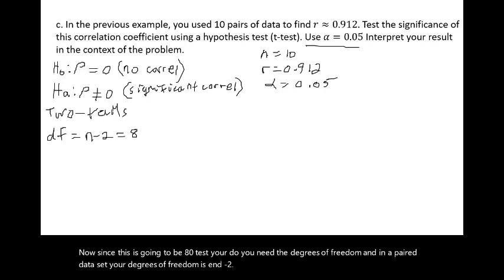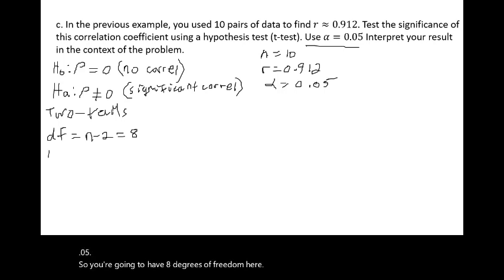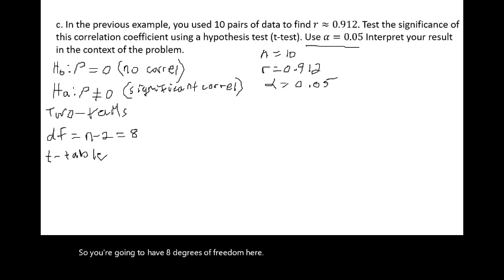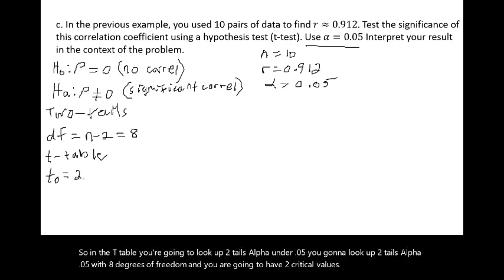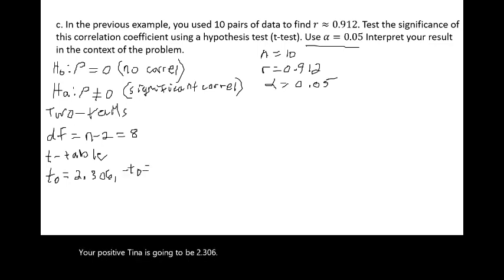So in the t-table, you're going to look up 2 tails alpha under 0.05. So you're going to look up 2 tails alpha 0.05 with 8 degrees of freedom. And you are going to have 2 critical values. Your positive t naught is going to be 2.306. And your negative t naught is going to be negative 2.306.